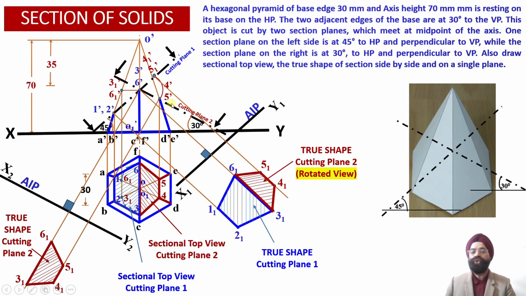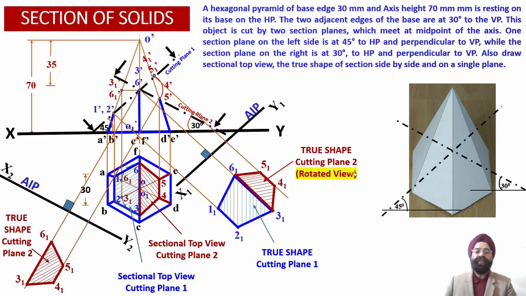Mind you, usually this is the actual cutting plane. So the true shape has already been obtained over here. If we are required to draw both of these true shapes onto the single plane, we have rotated this cut section into the new orientation. This is only for the purpose of representation that we have drawn it out over here. Otherwise, actually this is the true shape of the cut section for cutting plane number 1. This is the true shape of the cut section for cutting plane number 2. So this is only for representation. We have drawn a rotated view over here.